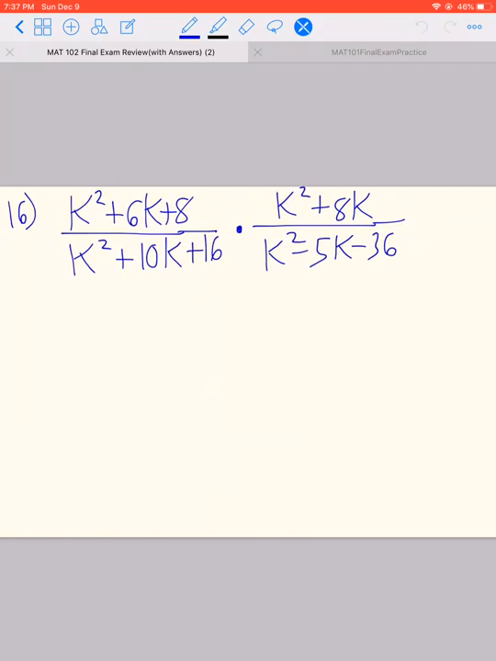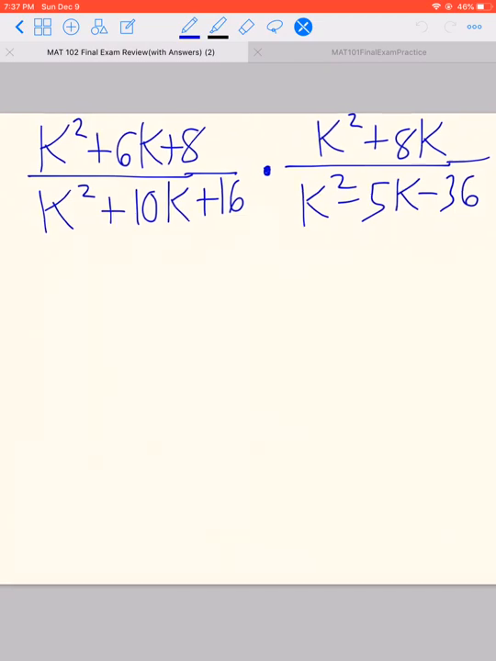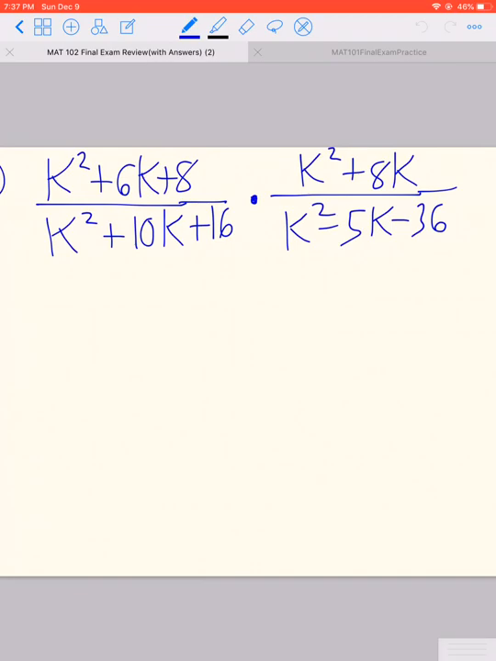The last problem that's on the first page of the review is question 16, and here the directions say to perform the indicated operation and simplify. Here we're multiplying two rational expressions. The way that we do this is by first of all factoring all of our numerators and denominators completely.